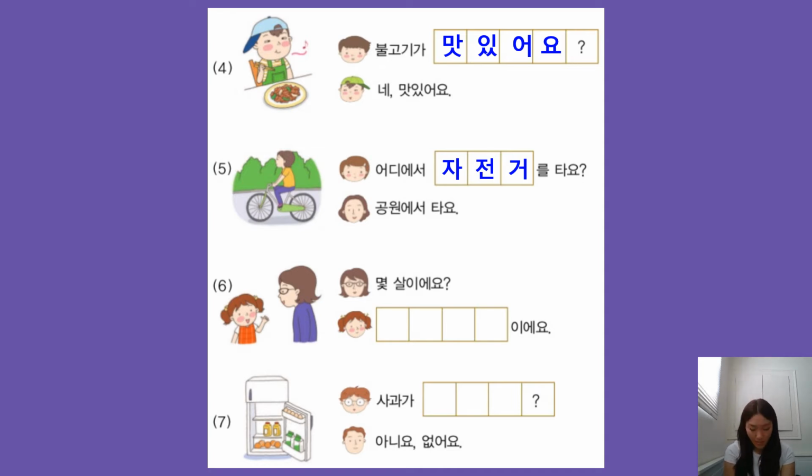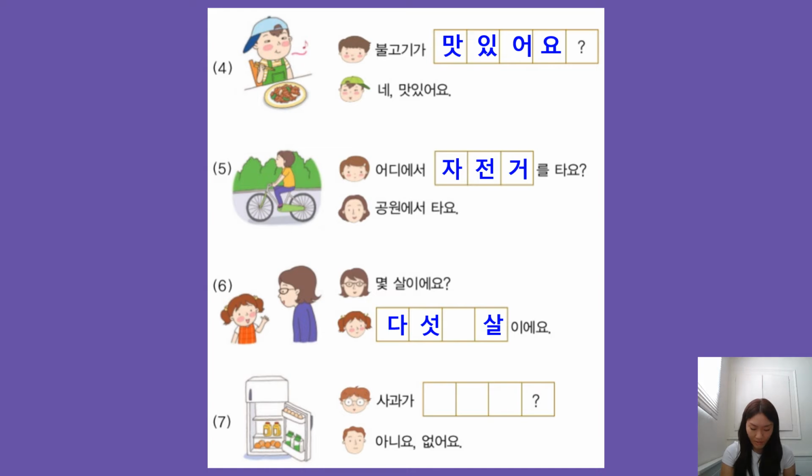Okay. Number 6. 몇 살이에요? How old are you? Now let's see how many fingers is she holding up. If you look closely, she's holding up 5 fingers. So she is 5 years old. So how do we write that? We're going to say 5살이에요. Okay, so we're going to write 다섯 and then 살, which is age.